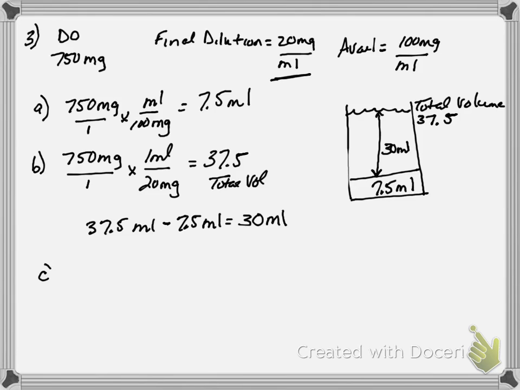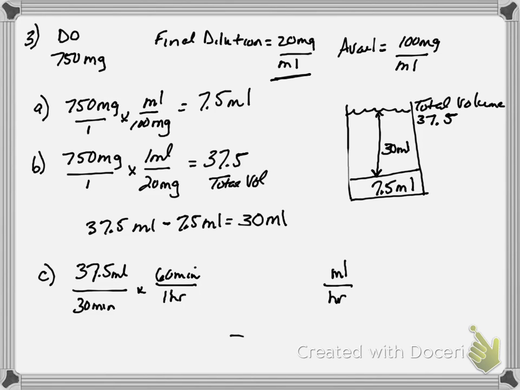The last part of question 3 says if you must administer this over 30 minutes, what is the ml per hour flow rate? So I'm solving for mLs per hour. I go back to the total volume, which was the 37.5 mLs, and it said to deliver it over 30 minutes. I do a time conversion, 60 minutes over 1 hour. I multiply that through, and I end up with 75 mLs per hour as the flow rate.